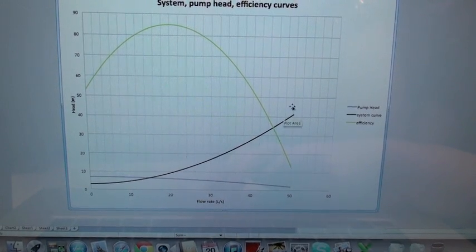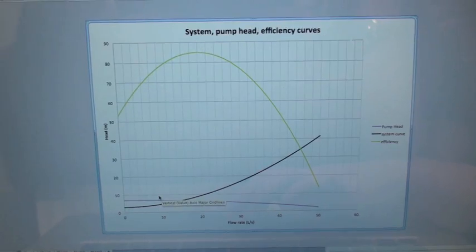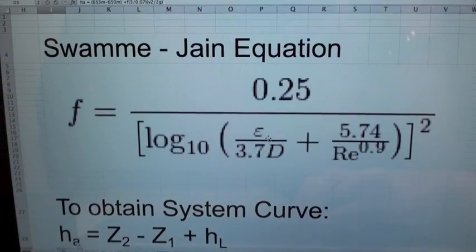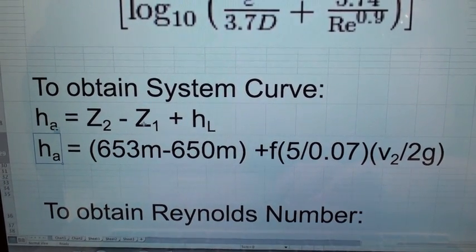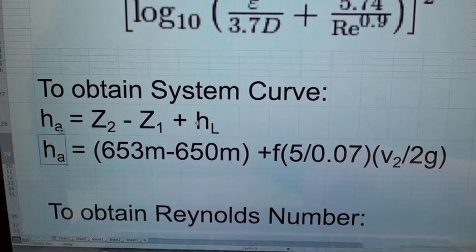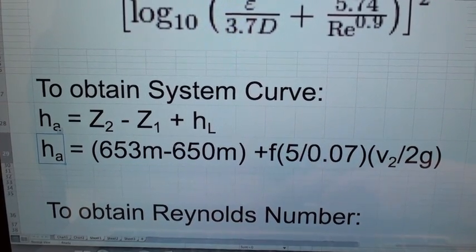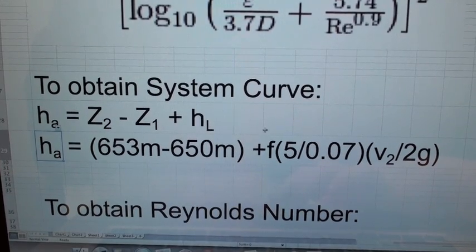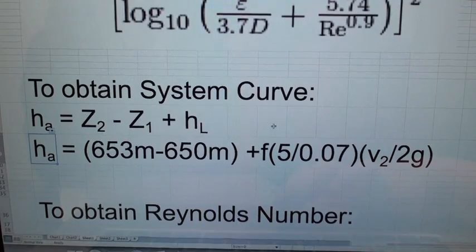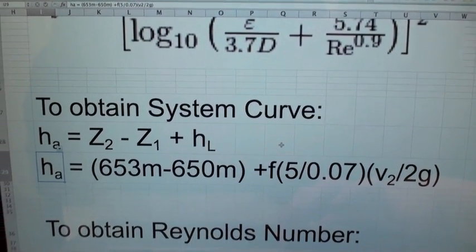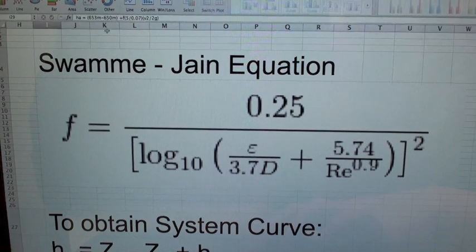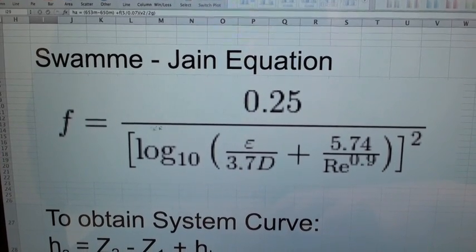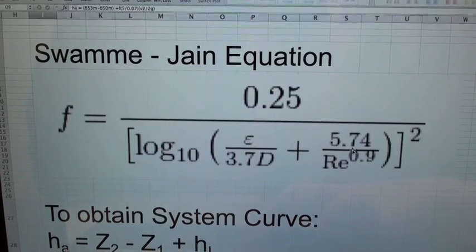So what we really need now is the system curve. In order to obtain the system curve, the equation that we need to use is HA equals Z2 minus Z1 plus HL. As listed here, you can see we have all the data given, and what we need is the friction factor f. In order to obtain the friction factor f, this equation is to be used: f equals 0.25 over log10 of the bracketed expression.